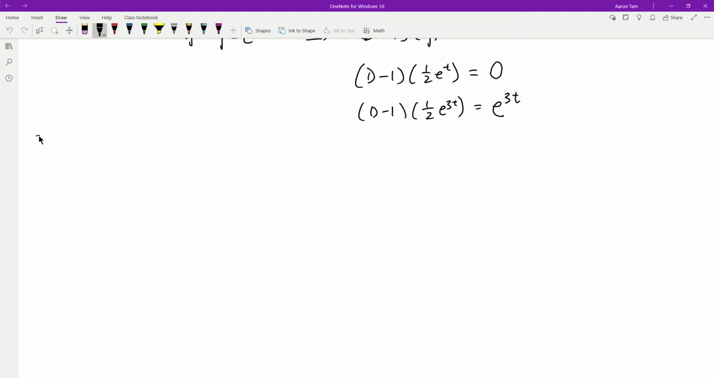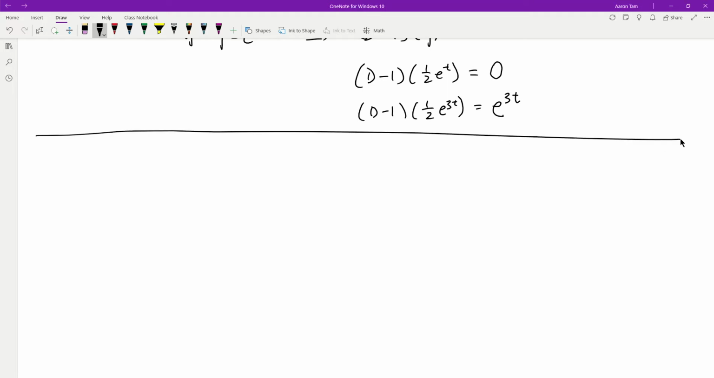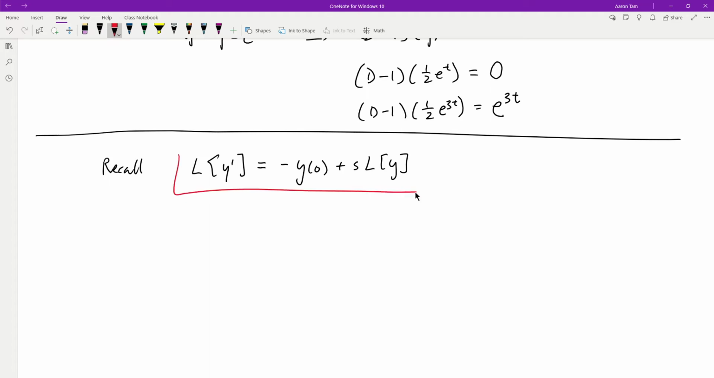So today what we're going to start with is the following. In order to do a higher order differential equation, I need to know how to deal with the Laplace transform for those higher derivatives. So let's try to figure it out. So recall, when you do a Laplace transform of the derivative of a function y, that is equal to negative y of 0 plus s times the Laplace transform of y. Okay, so that's what we know. So that's the formula that we should know.